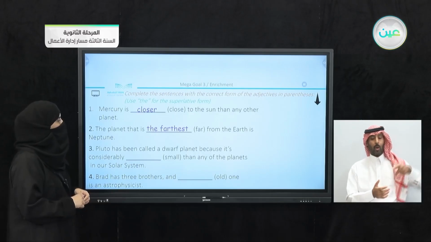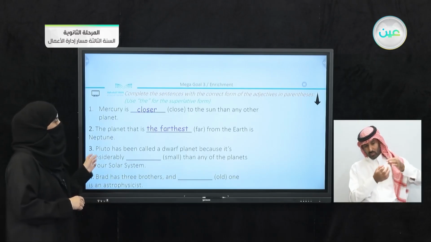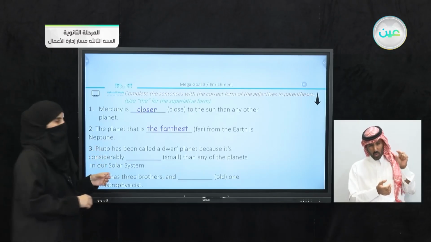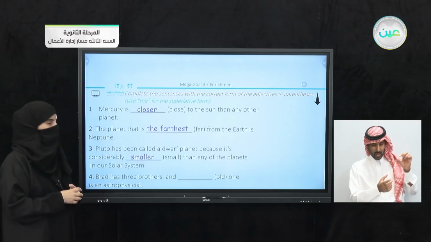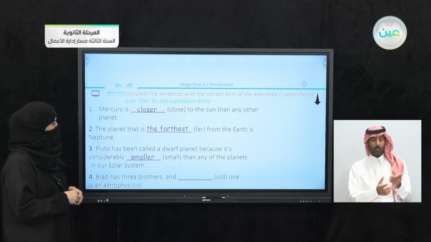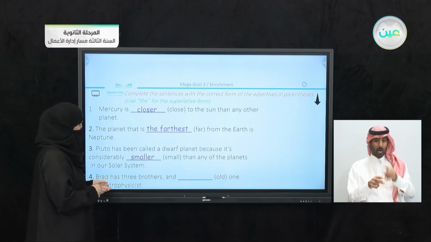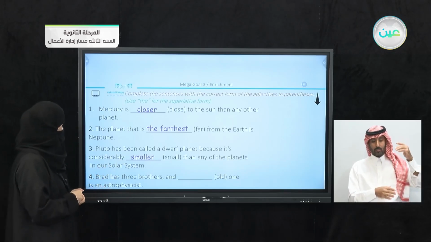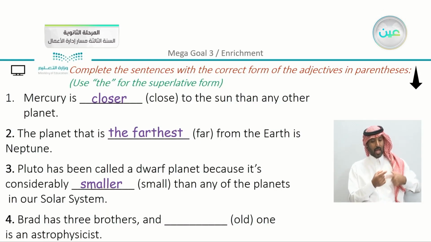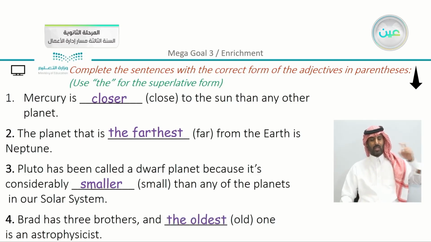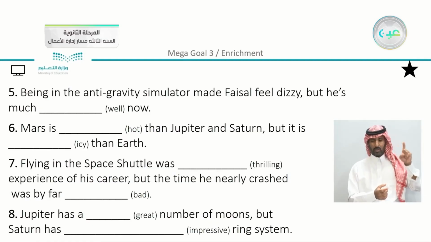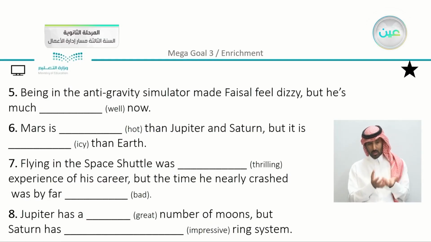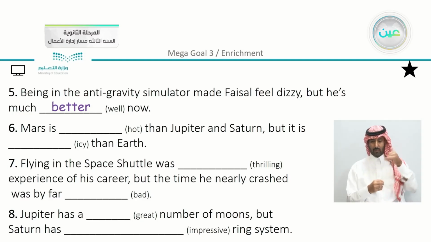Pluto has been called a dwarf planet because it's considerably small than, so it is easy to just write smaller. Brad has 3 brothers and old one is an astrophysicist. So we can say that the oldest one. Being in the anti-gravity simulator made Faisal feel dizzy because, but he's much better now.